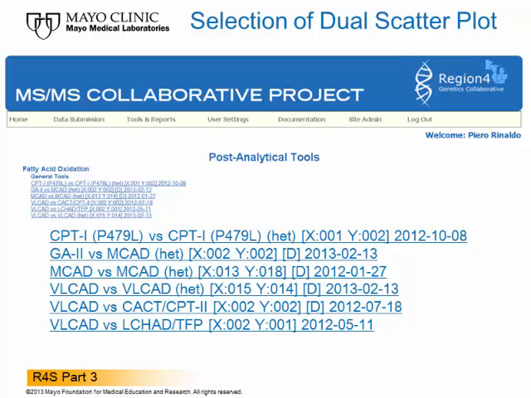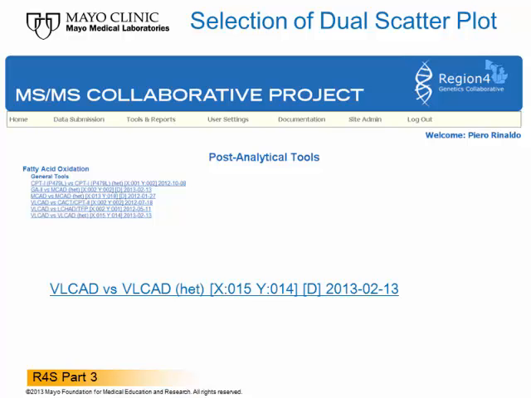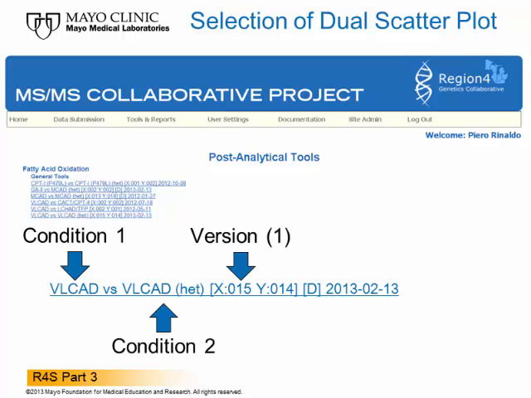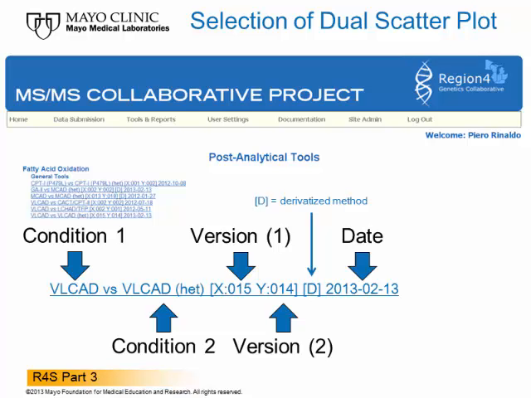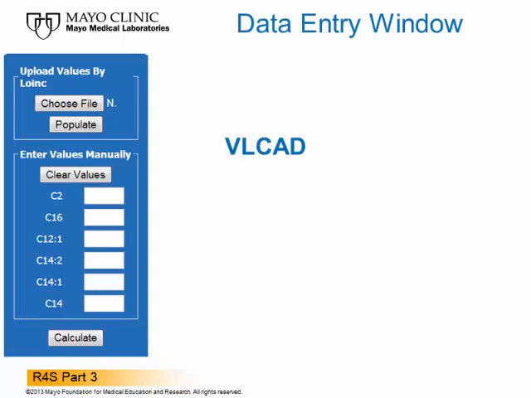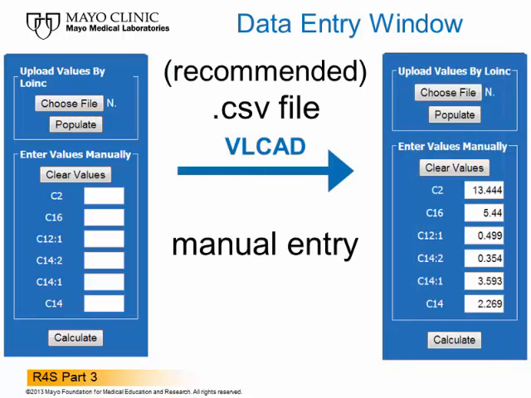Tools are labeled in a manner consistent with the nomenclature of the one-condition tools. Name of condition 1, name of condition 2, version number of a tool for condition 1, version number of a tool for condition 2, a D or a U within square brackets to indicate the inclusion of at least one marker that is affected by the use of a derivatized or underivatized method, and the date when the combined tools was created. Data entry is identical to the one condition tool, either as automated or manual process completed by clicking the calculate icon.